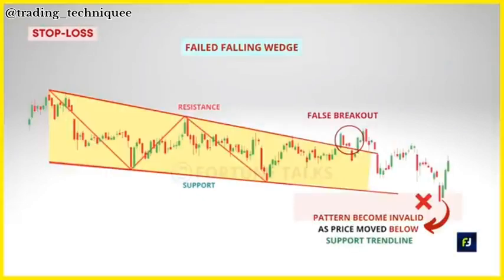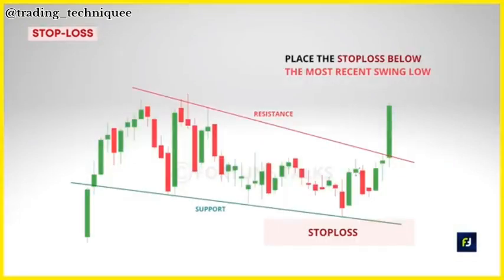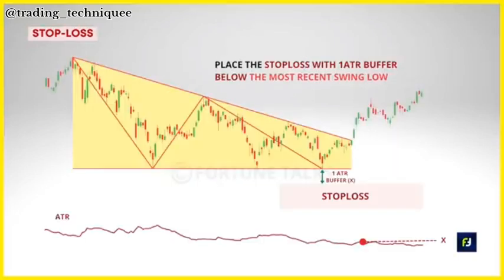Since the pattern forms higher swing lows, if the price moves below the recent swing low or breaks below the downward sloping resistance trend line, then we can be sure that our analysis was wrong. So this is exactly where you need to keep your stop loss, that is just below the swing low or the support level. Now you can give the price some breathing space by adding one ATR buffer below the recent swing low or the support. I hope this is clear.